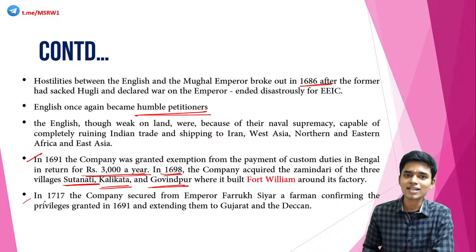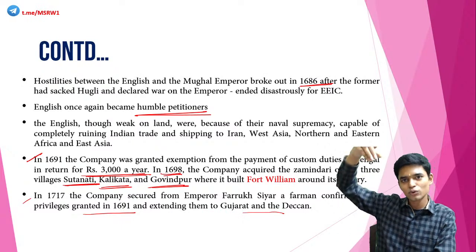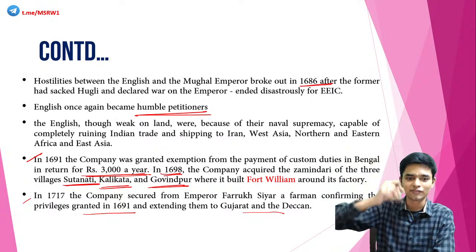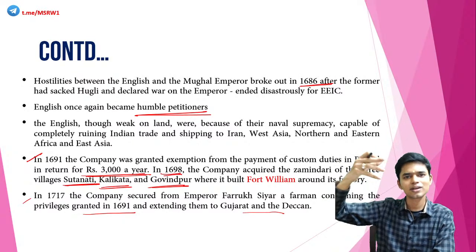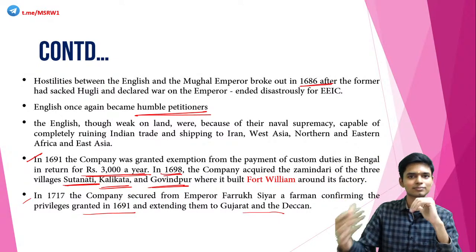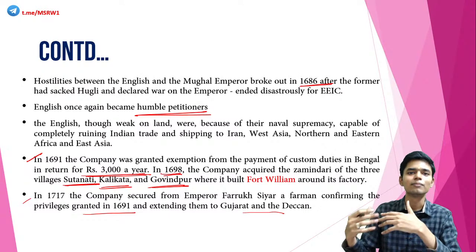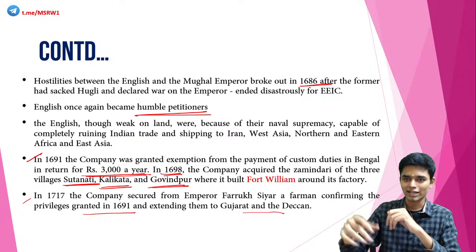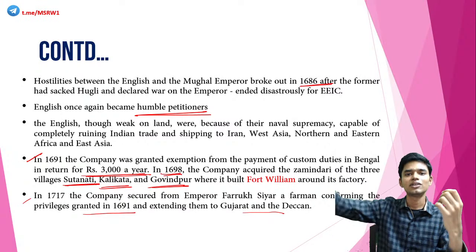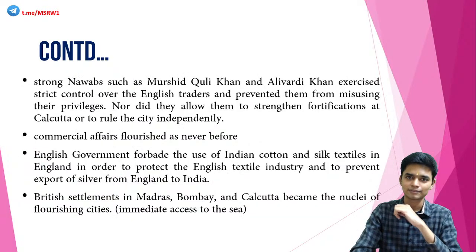In 1717, the company acquired from Emperor Farrukh Siyar a farman confirming the privileges granted in 1691 and extending them to Gujarat and Deccan. So, as the Mughal dynasty deteriorates, the company becomes more and more powerful. Farrukh Siyar was a very weak ruler. The descendants of Aurangzeb were almost all very weak, so the weak rulers eventually had to succumb to British aspirations. Clear? Gradually the British would capture more and more territories in India and eventually become the supreme ruler.